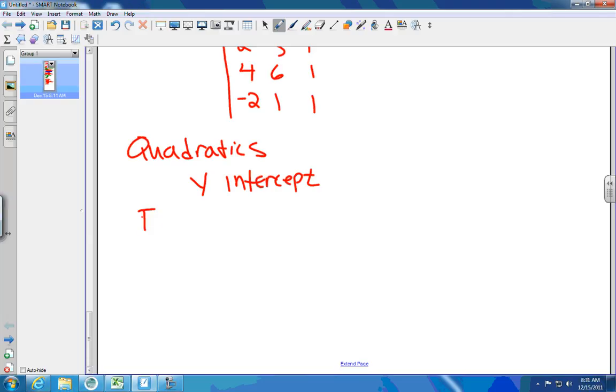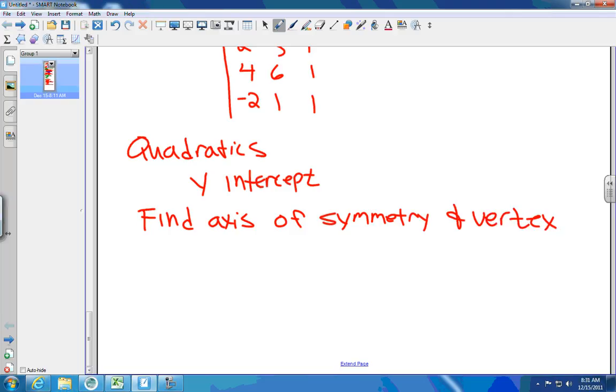Find axis of symmetry and vertex. And that's it. There's several vertex problems. Oh, there's one solved by factoring. But again, even if it says to solve by factoring, I'm not going to know how you solved it. So whatever method works best for you.